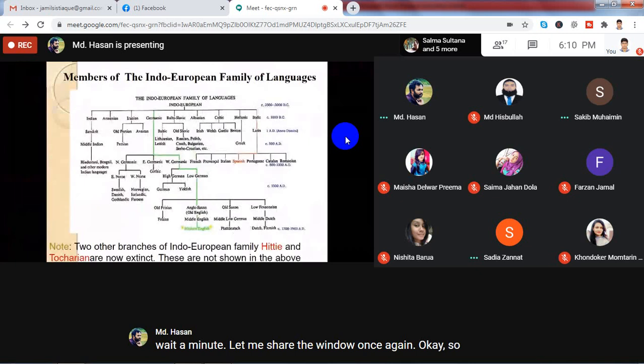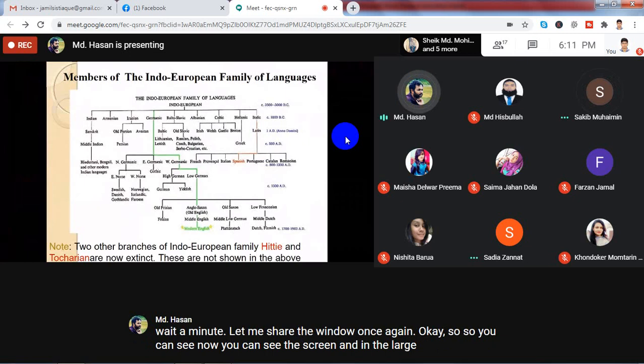Okay, now you can see the screen in the large version, right? You can see Bengali and Hindustani, all the other languages of the Indian subcontinent. They came from Middle Indian, Sanskrit, then Indian, okay? Then it was linked.